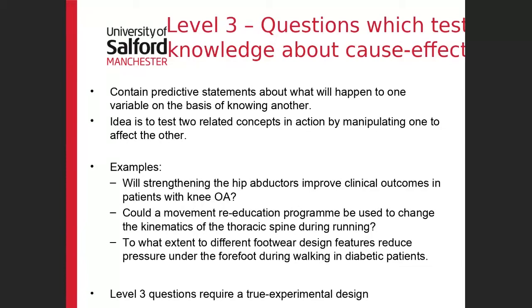Now, level 3 is different because what we're trying to do here is test knowledge about cause and effect. To do that, we change one variable and then we monitor another variable. So we're trying to understand what's the effect of changing one thing on something else. The easiest way, I think, to exemplify this is to think about a randomized control trial.